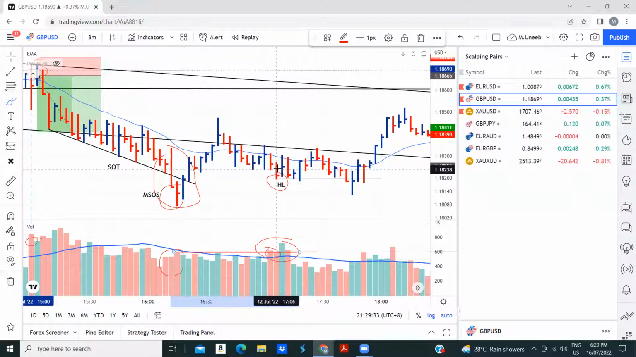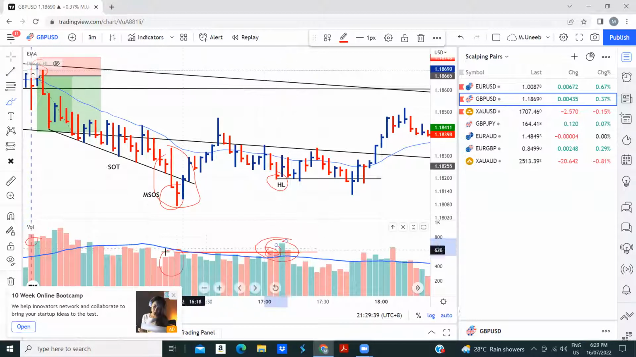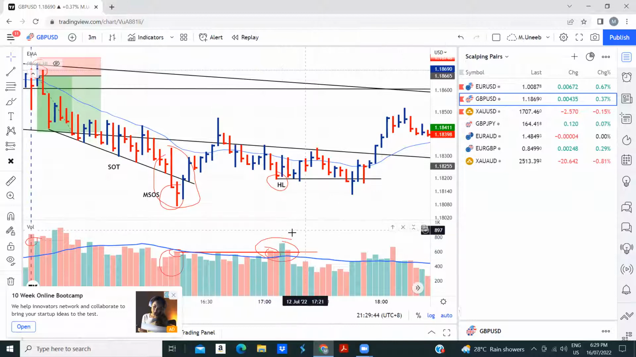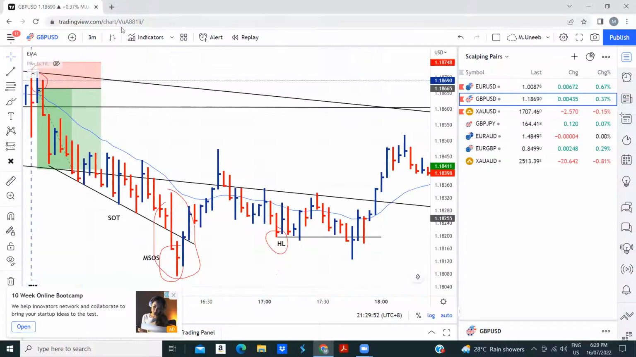Okay. But what happened when we see the test here, the price actually exceeded this volume bar. So what I normally do, I tell you, to make it simple, okay. Sorry, where did it go?